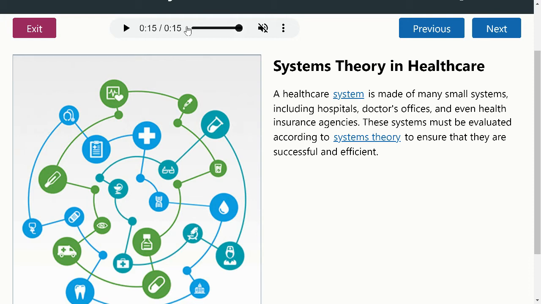Alright, a healthcare system is made of many small systems, including hospitals, doctors' offices, and even health insurance agencies. These systems must be evaluated according to systems theory to ensure that they are successful and efficient.